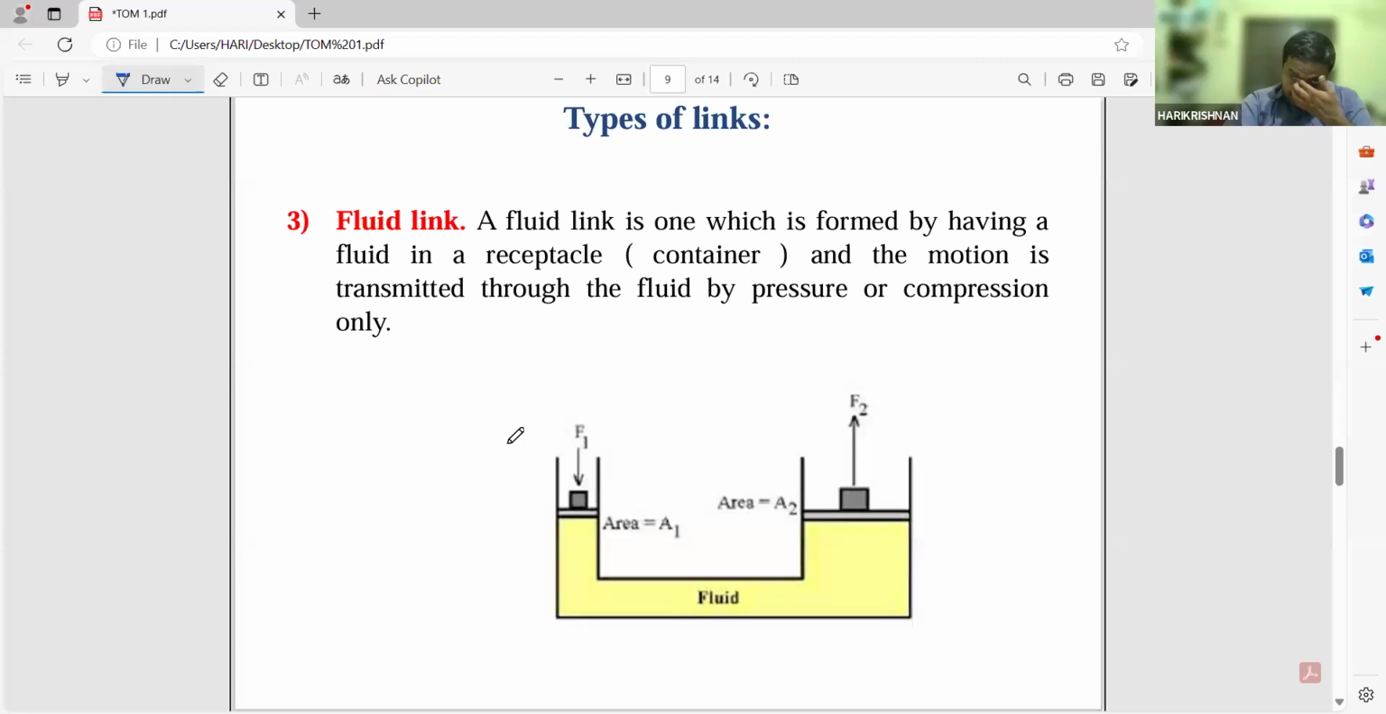Next is fluid link. A fluid link means the transmission of forces is with the help of a fluid. A fluid link is one which is formed by having a fluid container. The motion is transmitted through the fluid by pressure and compression only. So when forces are transmitted through pressure and compression, that type of link is known as fluid link. There will always be a fluid over here.